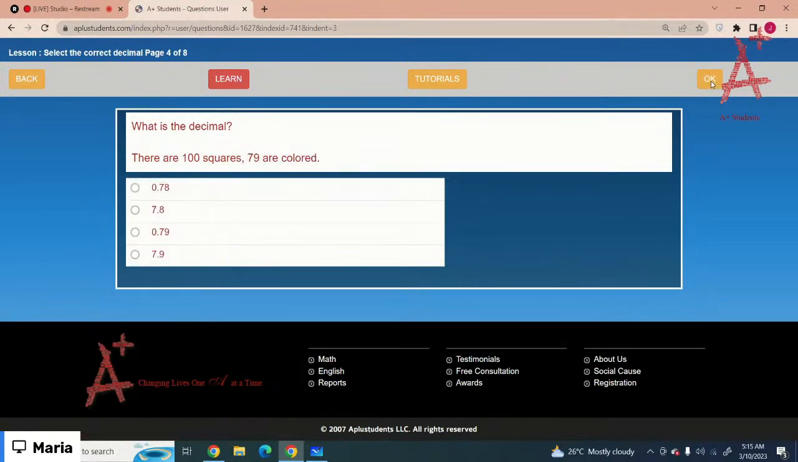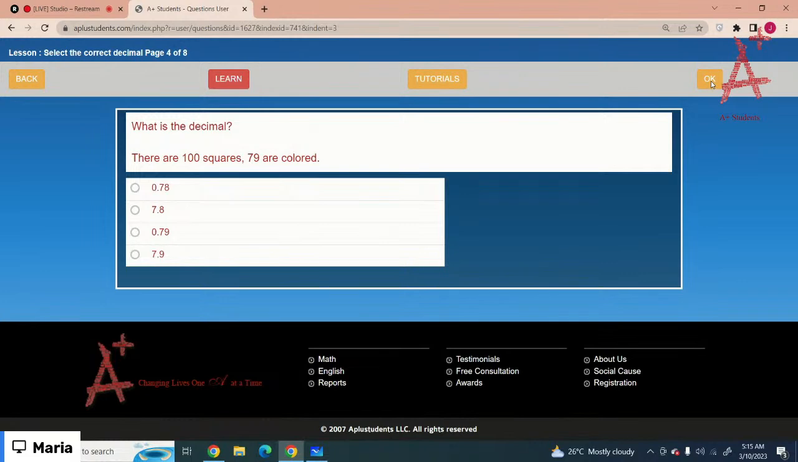Okay, be careful while answering, Grace. You have to answer. There are 100 squares, 79 are colored. Which is the correct option? 0.78, 7.8, 0.79, and 7.9. Which is the correct option, Grace?